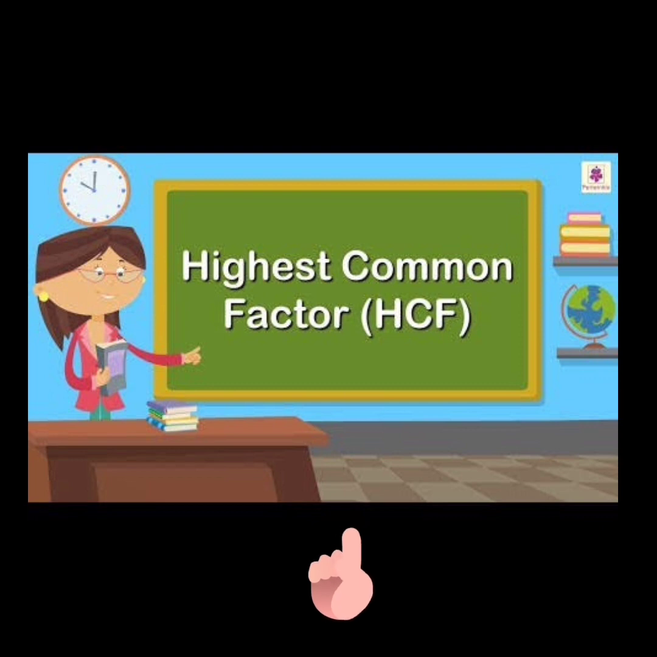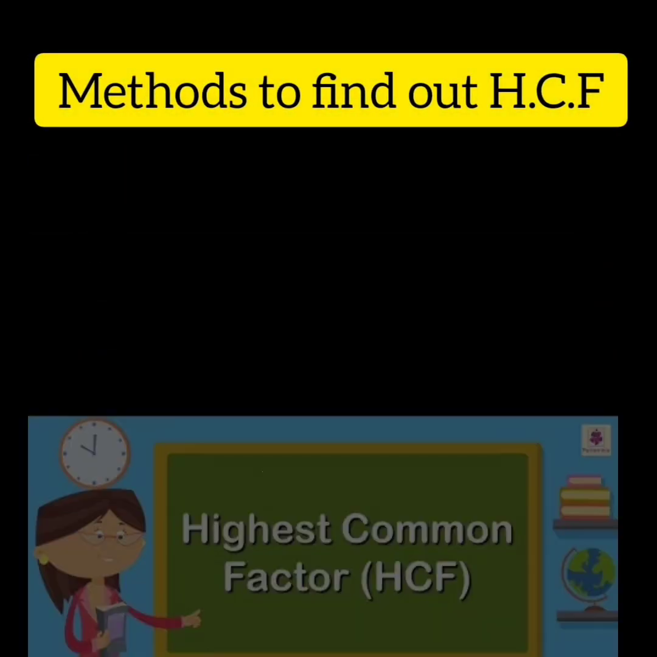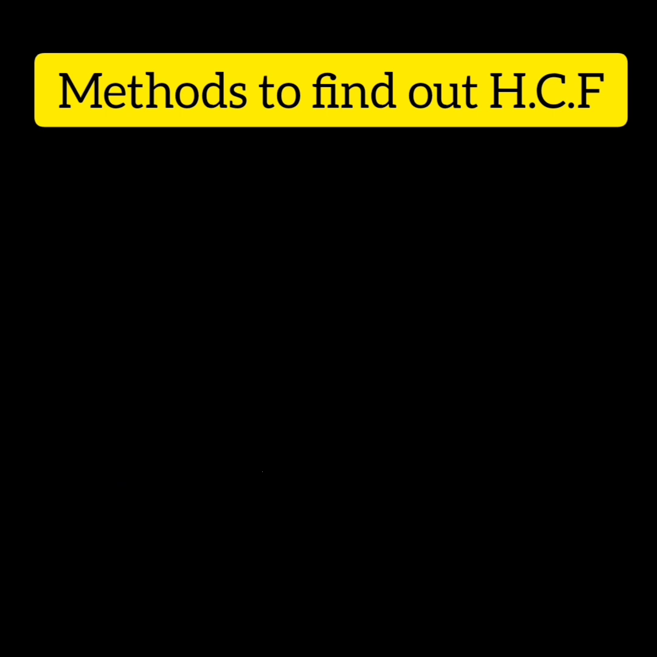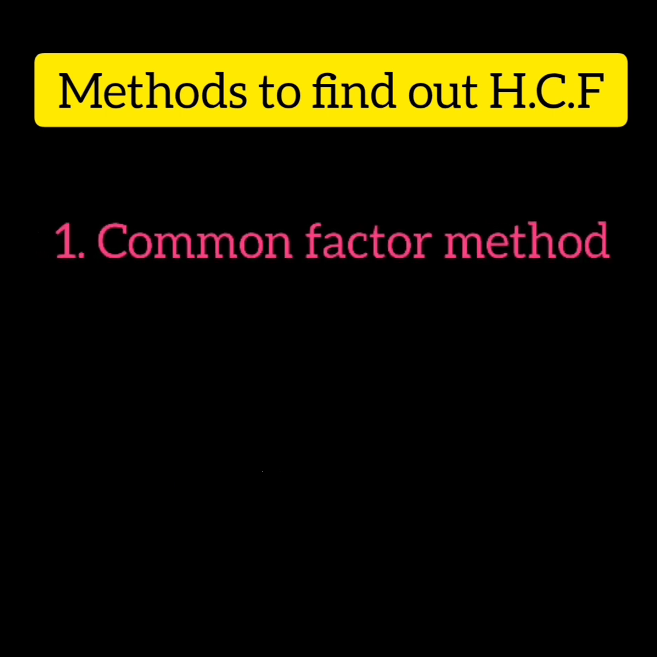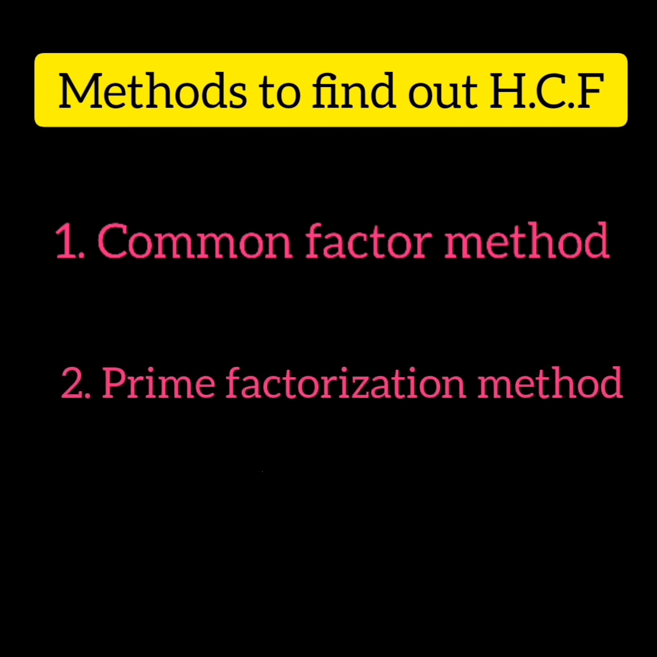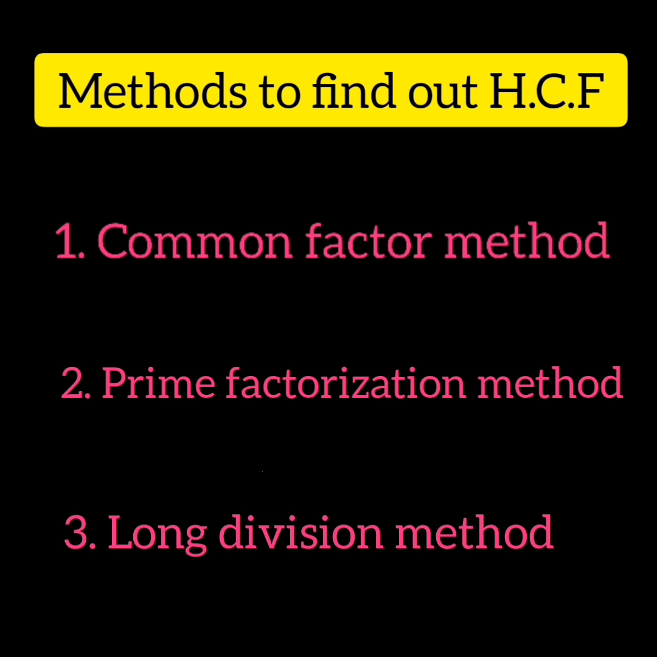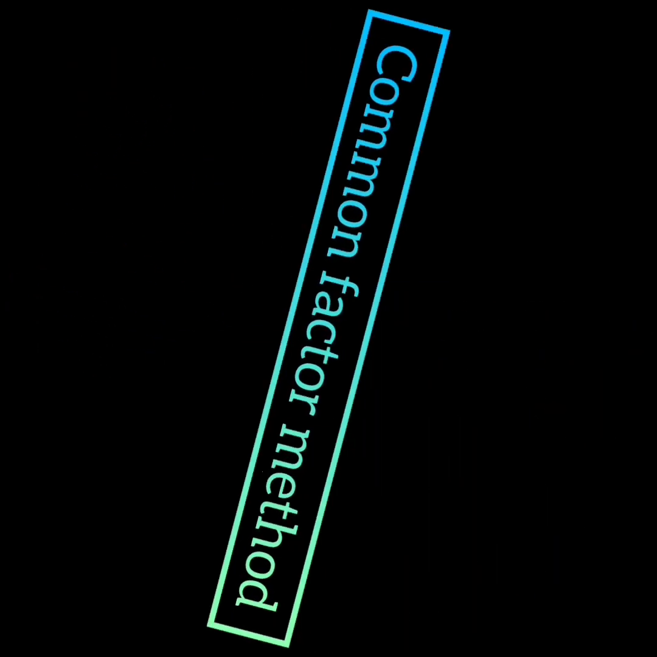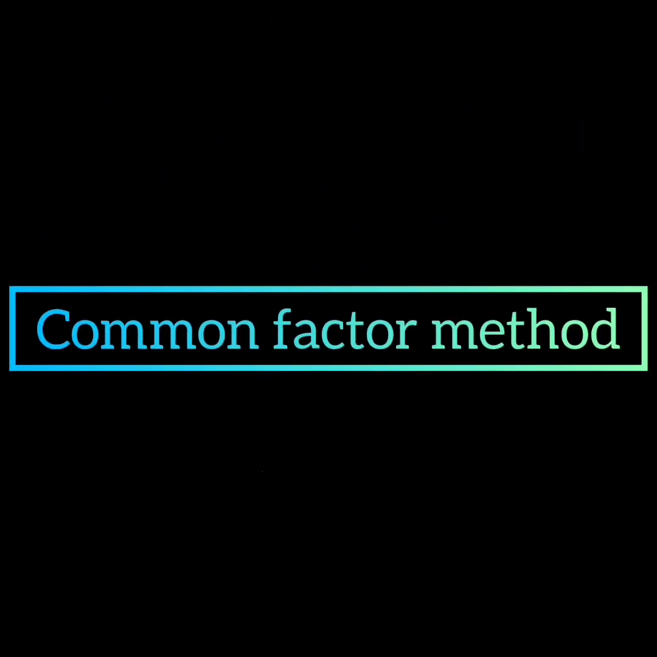Highest common factor. Methods to find out the HCF. First is the common factors method. Second method, prime factorization method. Third one is the continuous, or we can say long division method. So let's start with our first method, that is the common factors method.